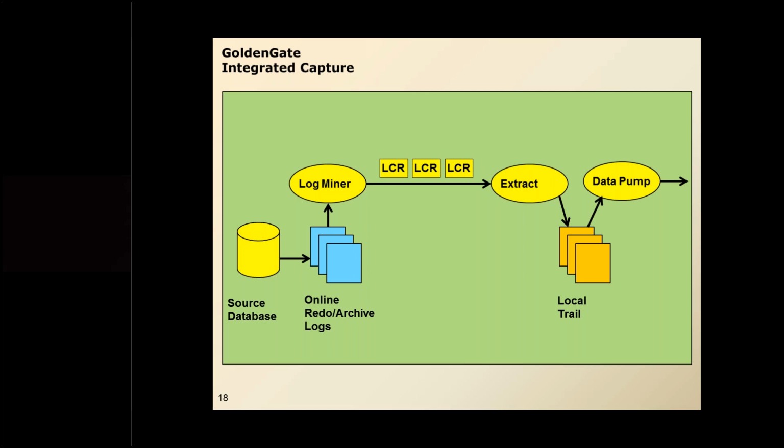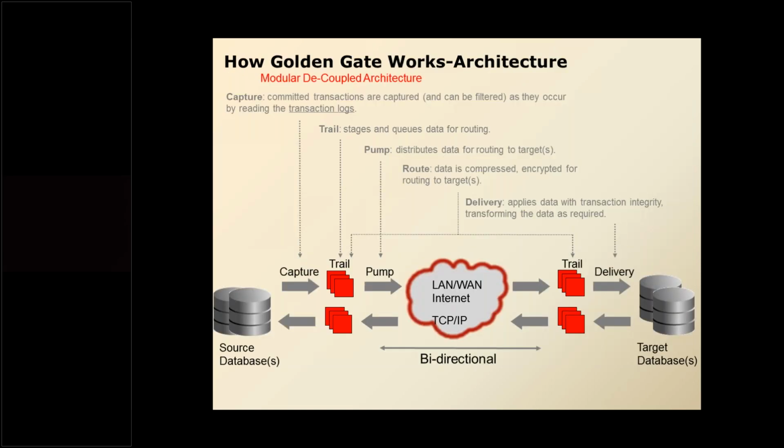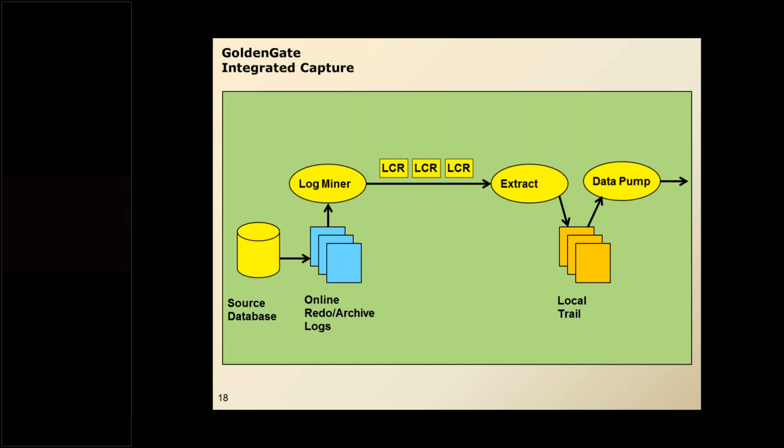Between classic and integrated extract, the difference is that when you configure, you just have to set up the integrated keyword. There is only one keyword difference, which is integrated. However, internally there is a difference. Internally, there is a log miner build which happens, and it passes on the changes to the extract process in the form of LCRs.